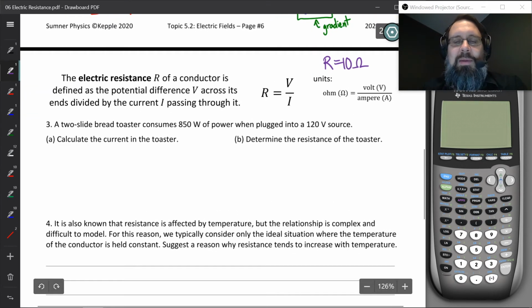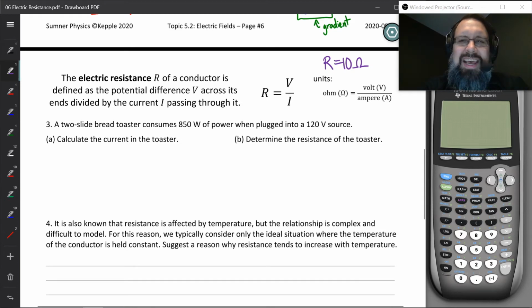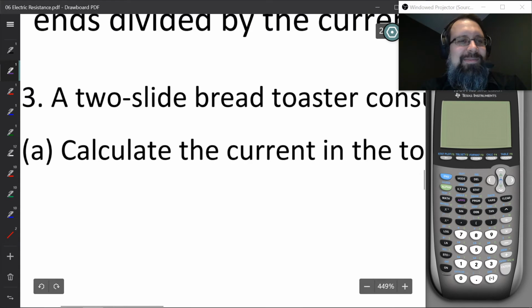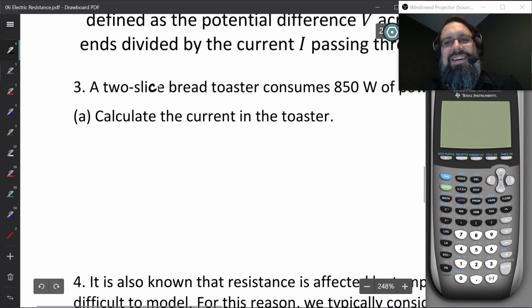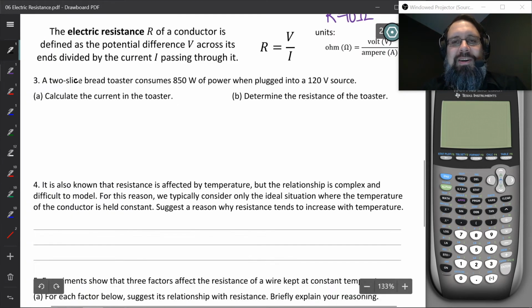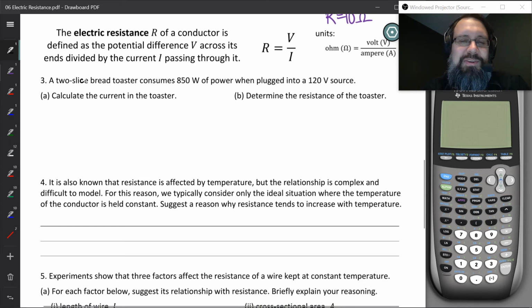All right, let's do an example problem. A 2-slice bread toaster consumes 850 watts of power when plugged into a 120 volt source. So this is like a normal toaster you'd find in your kitchen, 850 watts, plug it into the wall. The wall is 120 volts. Calculate the current in the toaster.